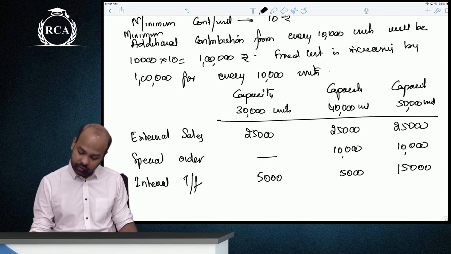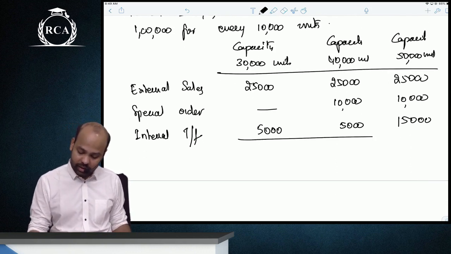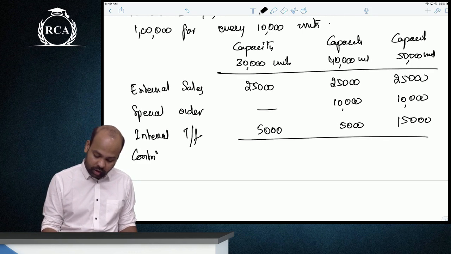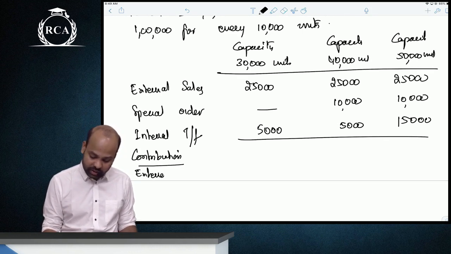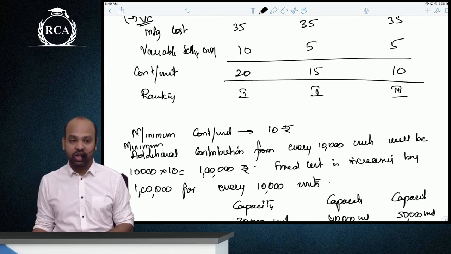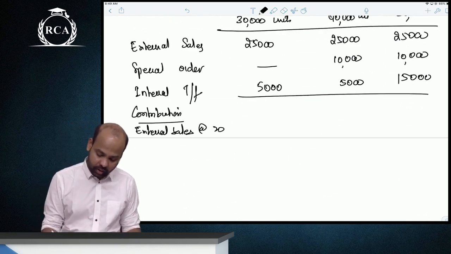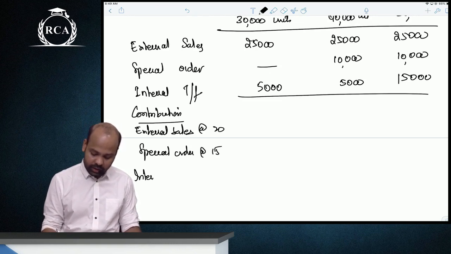No, 5,000, 15,000 units. Is it understood? If I talk about their contribution, I can just multiply the units above. External sales, please pay attention. I will give you time to copy. I am not rushing anywhere. External sales at 20 rupees, special order at 15 rupees, and internal transfers at 10 rupees.